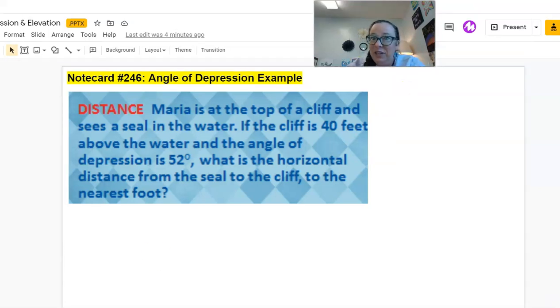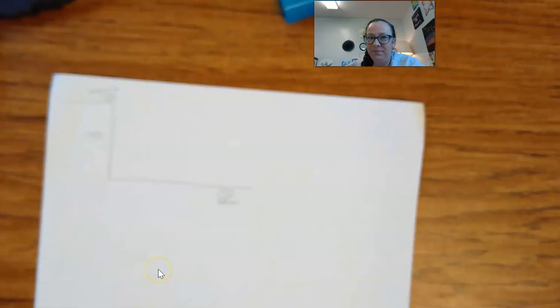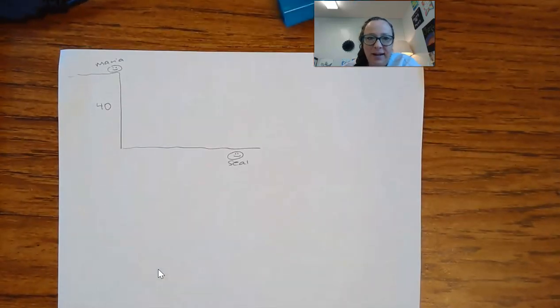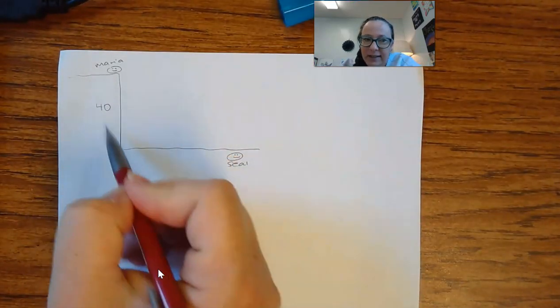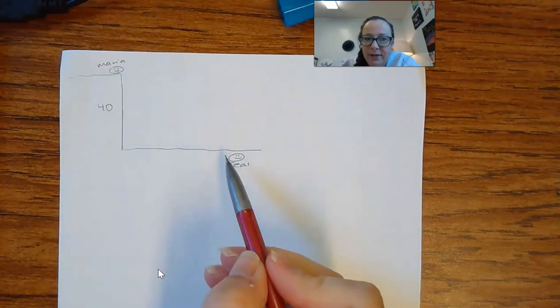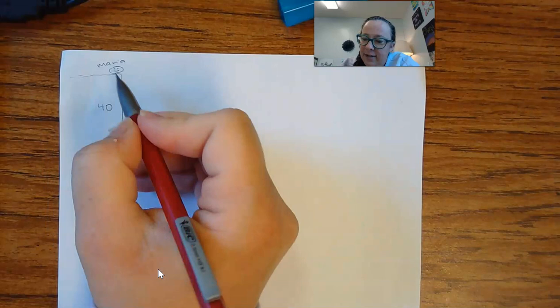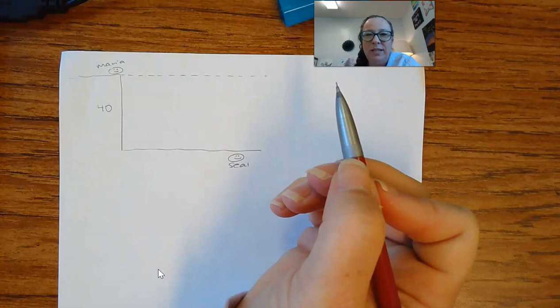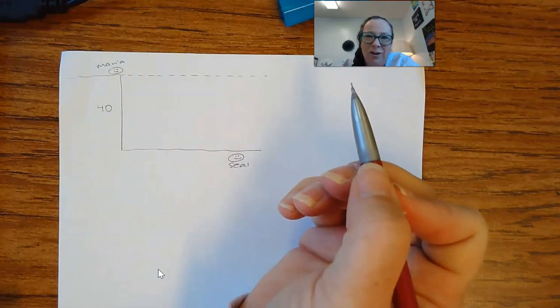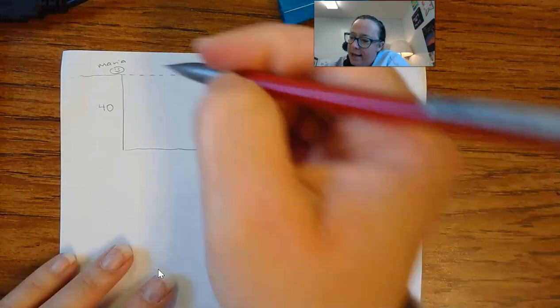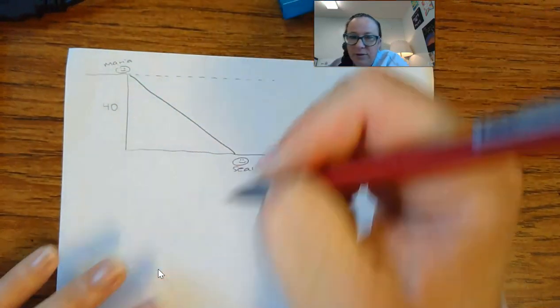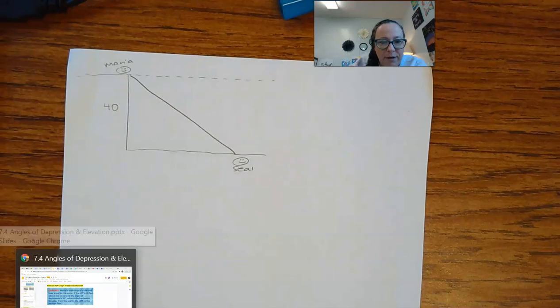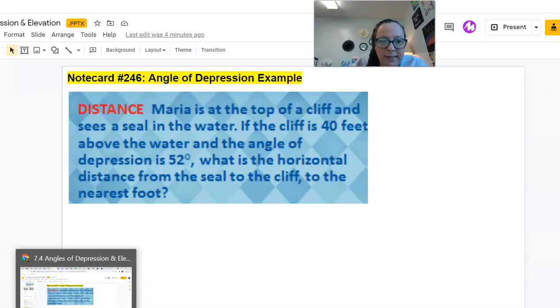All right, so hopefully you've gotten this written down and you've attempted to draw it. So here is my rendition. This is the cliff. Here's Maria. Here's the seal. She sees a seal at an angle of depression. So I've got to draw a horizontal line. Typically, you'll see them drawn with dotted lines because they're lines you have to draw and they aren't really part of the situation. And then it's an angle of depression to the seal. So there's the seal. Now, I can't remember what the angle of depression was, so let me look. It was 52 degrees. And it wants the horizontal distance from the seal to the cliff.